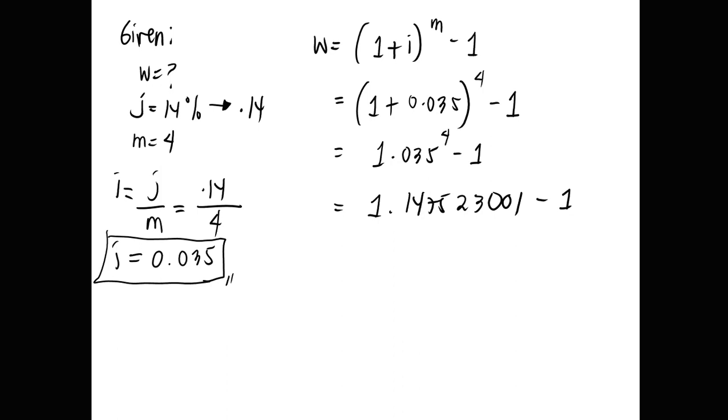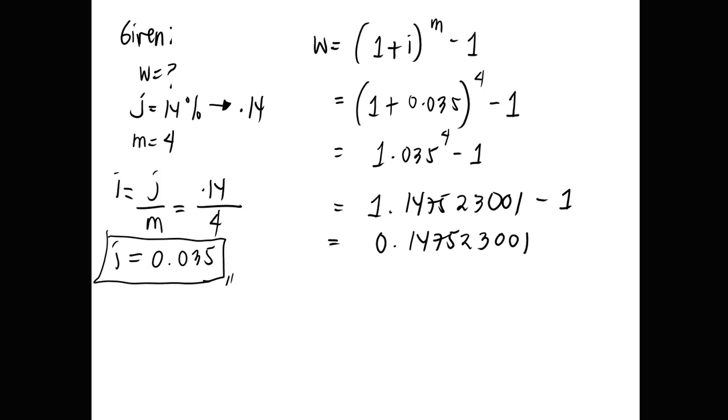Again po, hindi po tayo mag-round off sa process. Mag-round off lang po tayo sa final answer. Okay? So, subtract 1 dun sa nakuha nating answer. Yan, subtract po natin si 1. We will get, of course, yung whole number lang yung mapapalitan ay mawawala no kasi minus 1. So, 0.1475 23001.